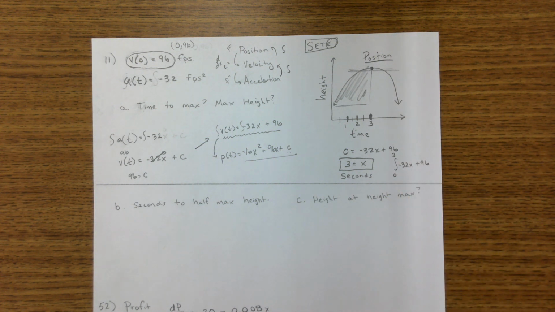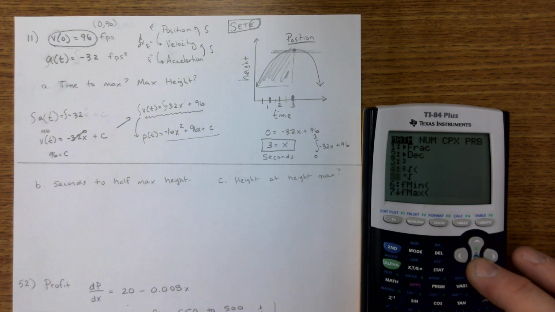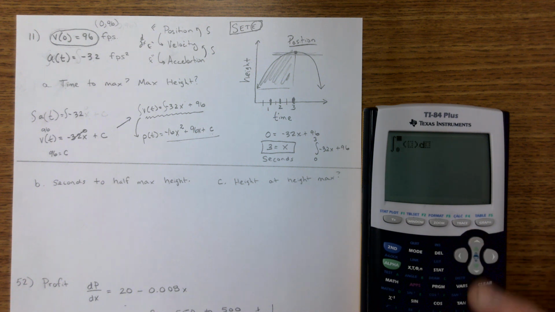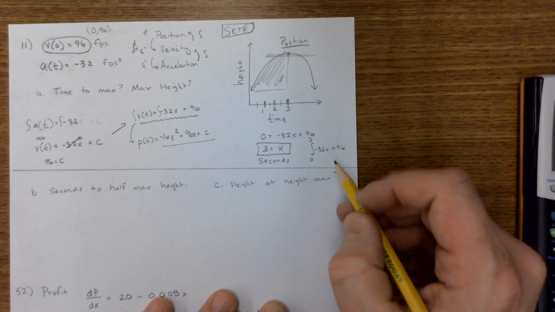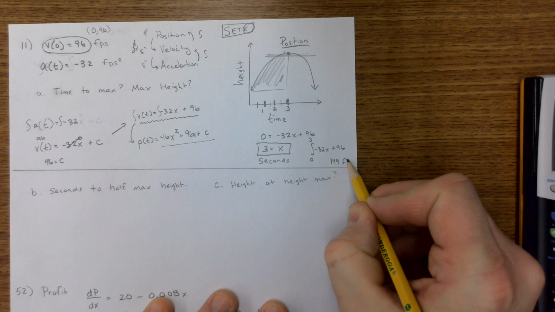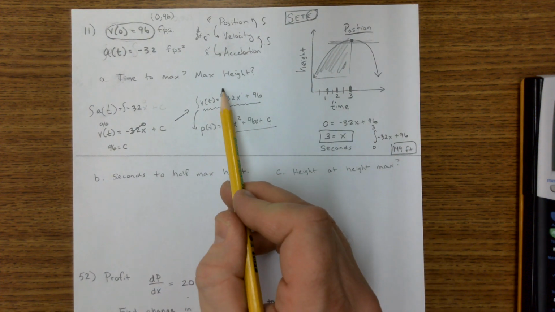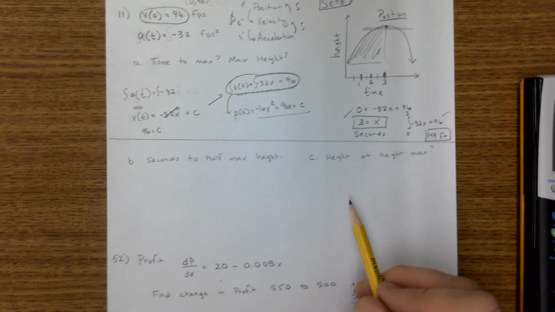So if you integrate this, and then this is where you have a calculator, just go to the math. That's an easy one to do by hand, but we have a calculator, so we might as well learn how to use it. 0 to 3 of negative 32x plus the 96 dx, 144. So 144 feet. So we found this velocity equation, used it there and there.